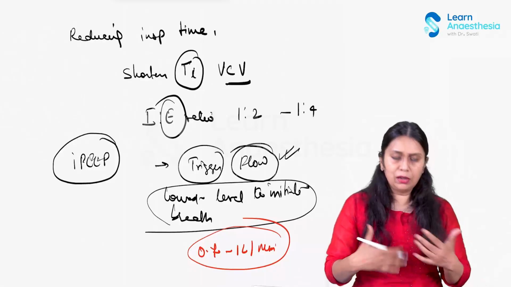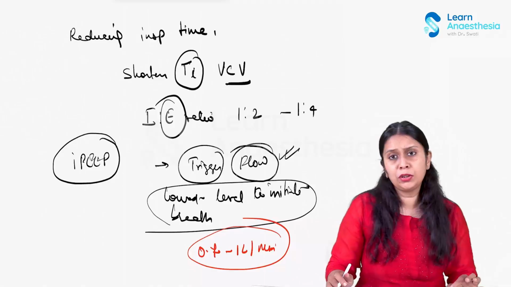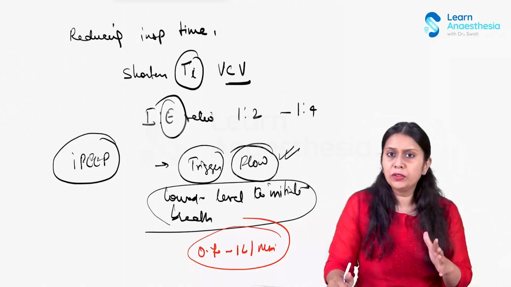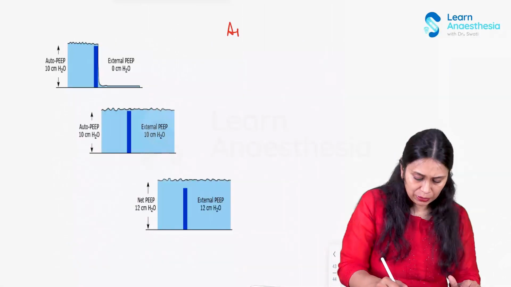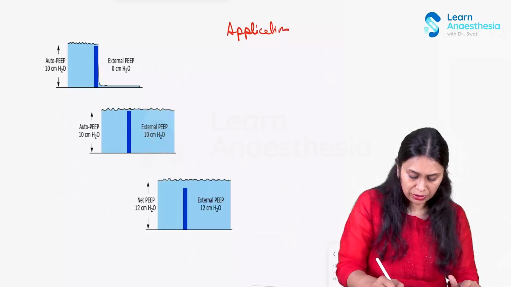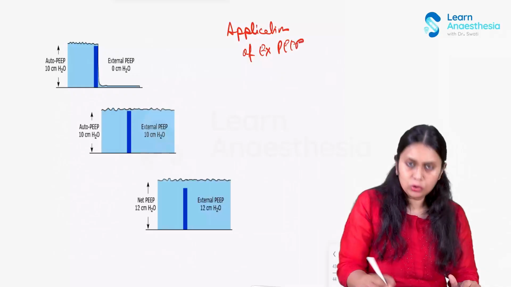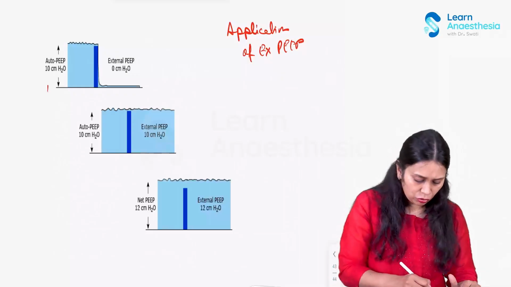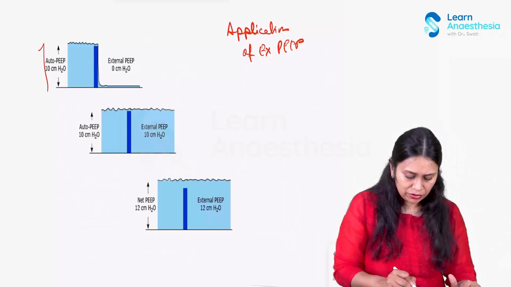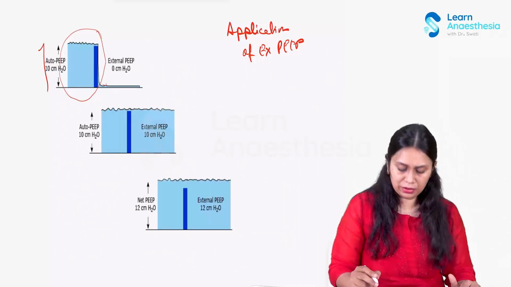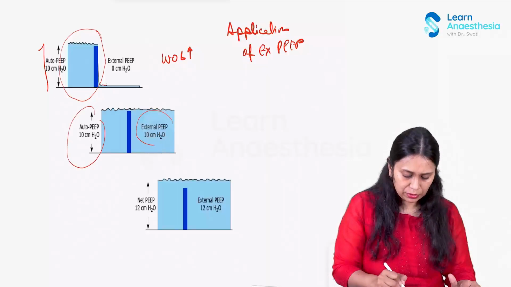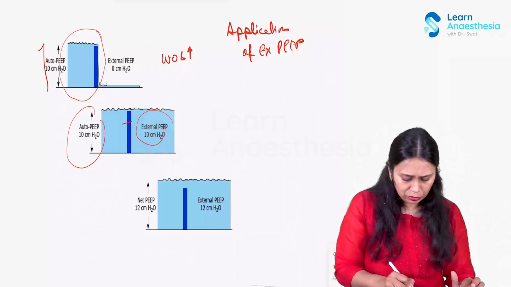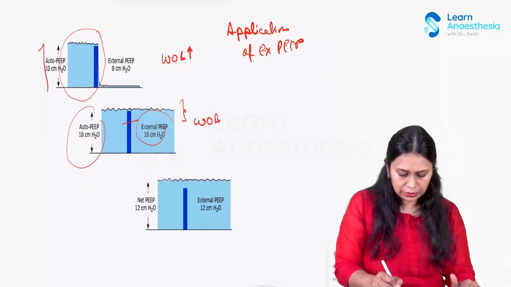Then still, let's say the intrinsic PEEP is not getting better. What do we do to decrease the work of breathing of the patient? We apply extrinsic PEEP. So how do we do it? Now we have this much Auto-PEEP. If we keep the extrinsic PEEP at 0, the patient has to overcome this Auto-PEEP to generate a breath. So work of breathing will increase. If we set the external PEEP at the level of Auto-PEEP or below the Auto-PEEP, the work of breathing will decrease, right?